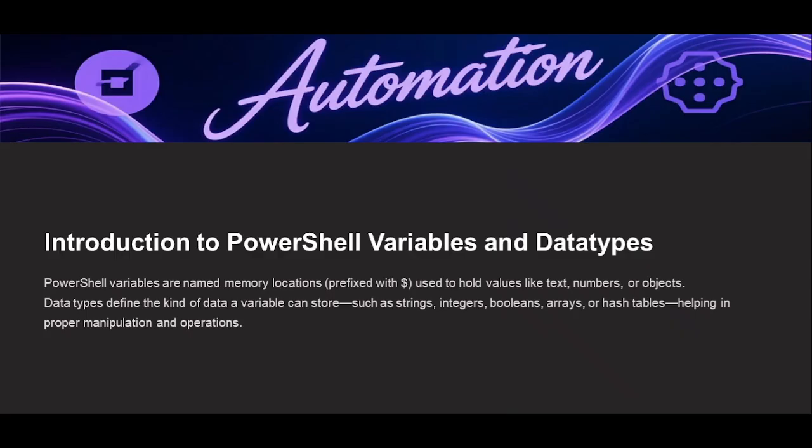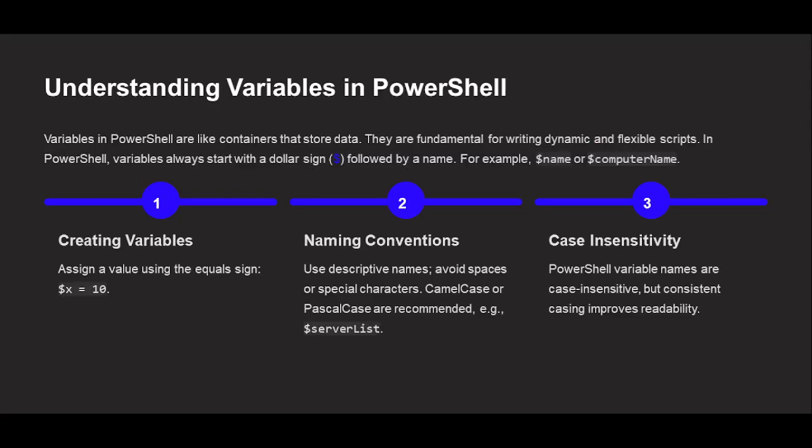So variables are memory locations which can store any type of values, that could be text, number or object. What are data types? A data type is the type of data which will be stored by the variables, and that could be integer, Boolean, array or hash table. We will learn these data types in more detail in the next slides. First, we will be talking about variables, guys.